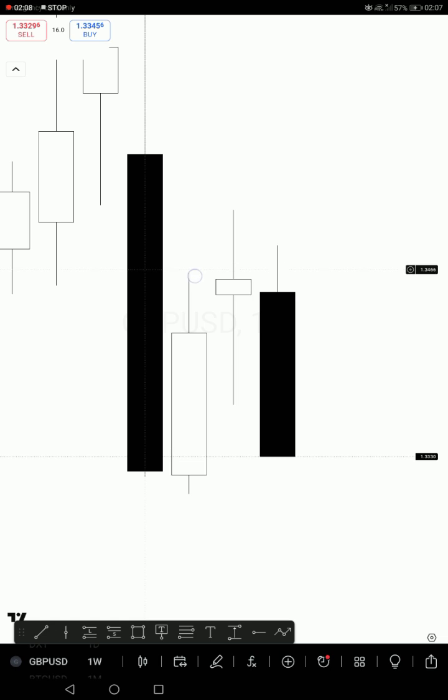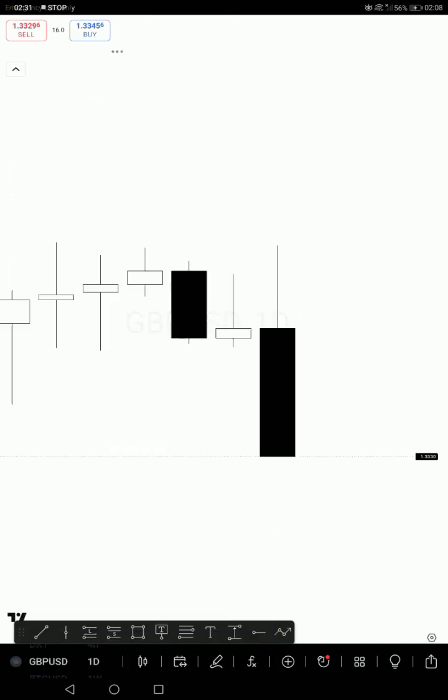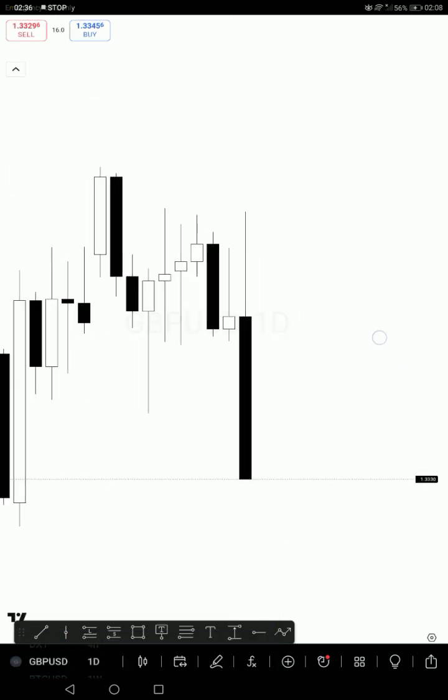A manipulation above one side of the range and a close back into the range, signaling lower prices, and it offered the 50% of the CRT candle range first before closing back. So our focus, as I said earlier, is on this candle range right here. And if we go on the daily time frame, what can we see? This is our Monday candle range.